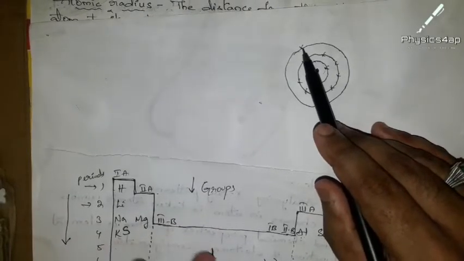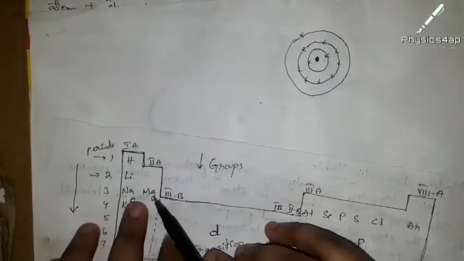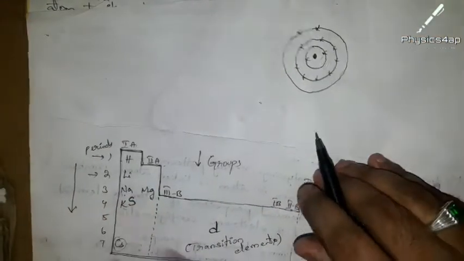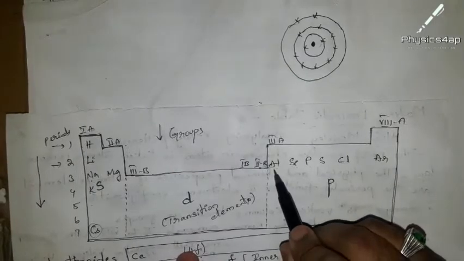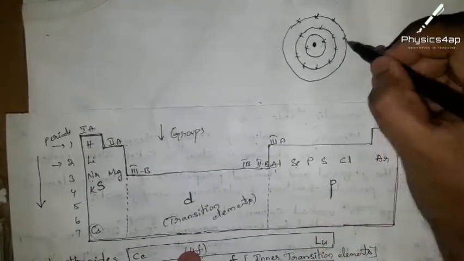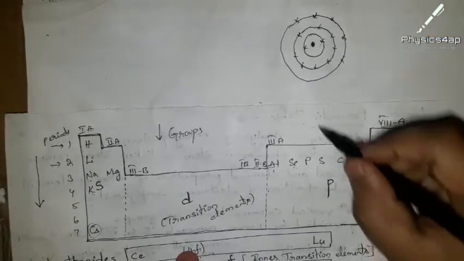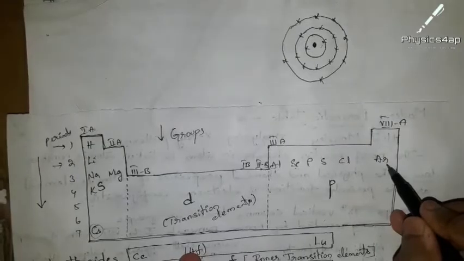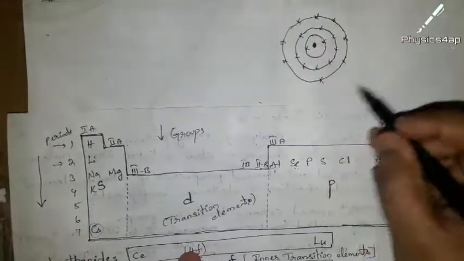Now coming to magnesium, 12 electrons. That means one more electron has been added. Next, aluminium, one more electron. Silicon, one more electron. Phosphorus, one more electron. Sulfur, one more electron. Chlorine, one more electron. And last, argon, one more electron. Now the total number of electrons has increased.